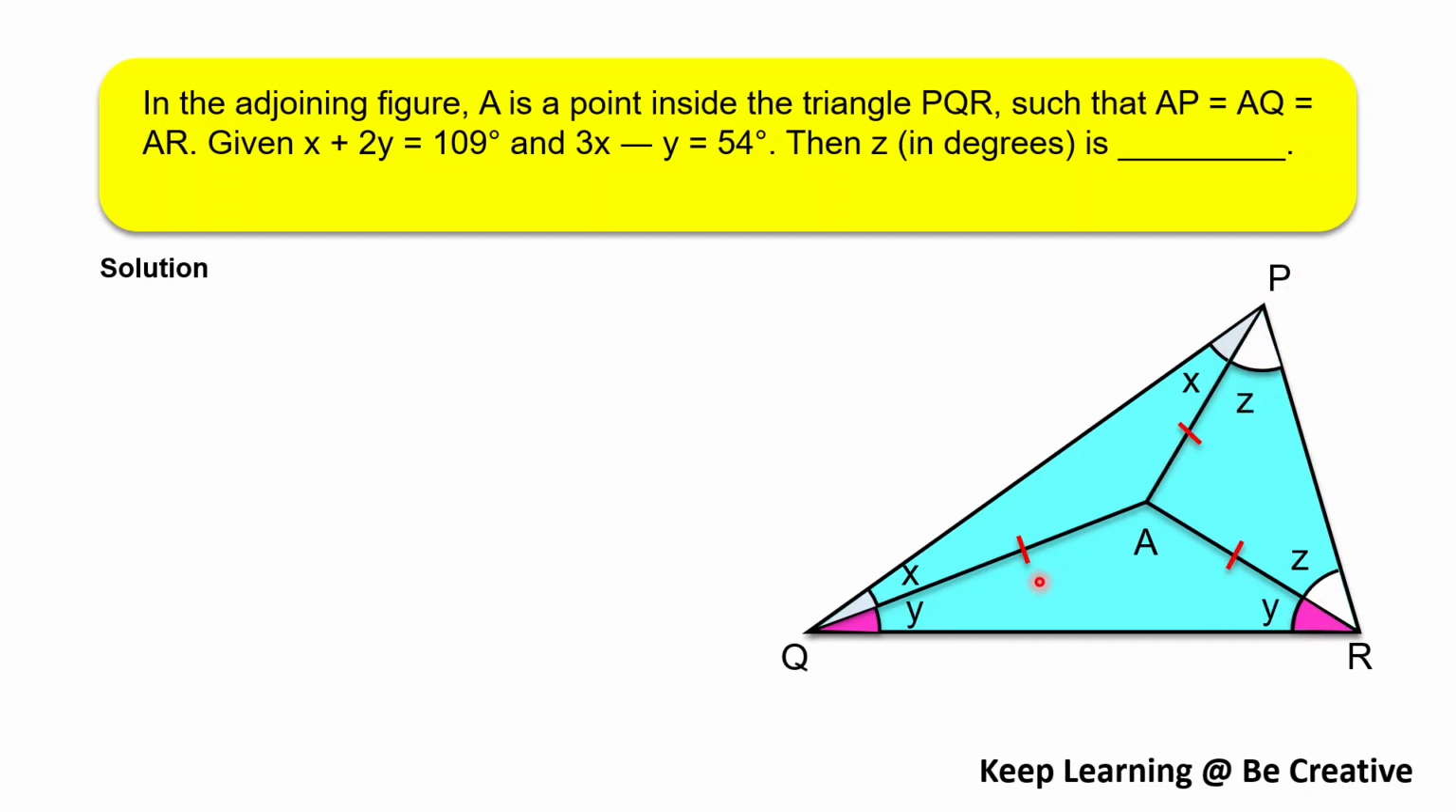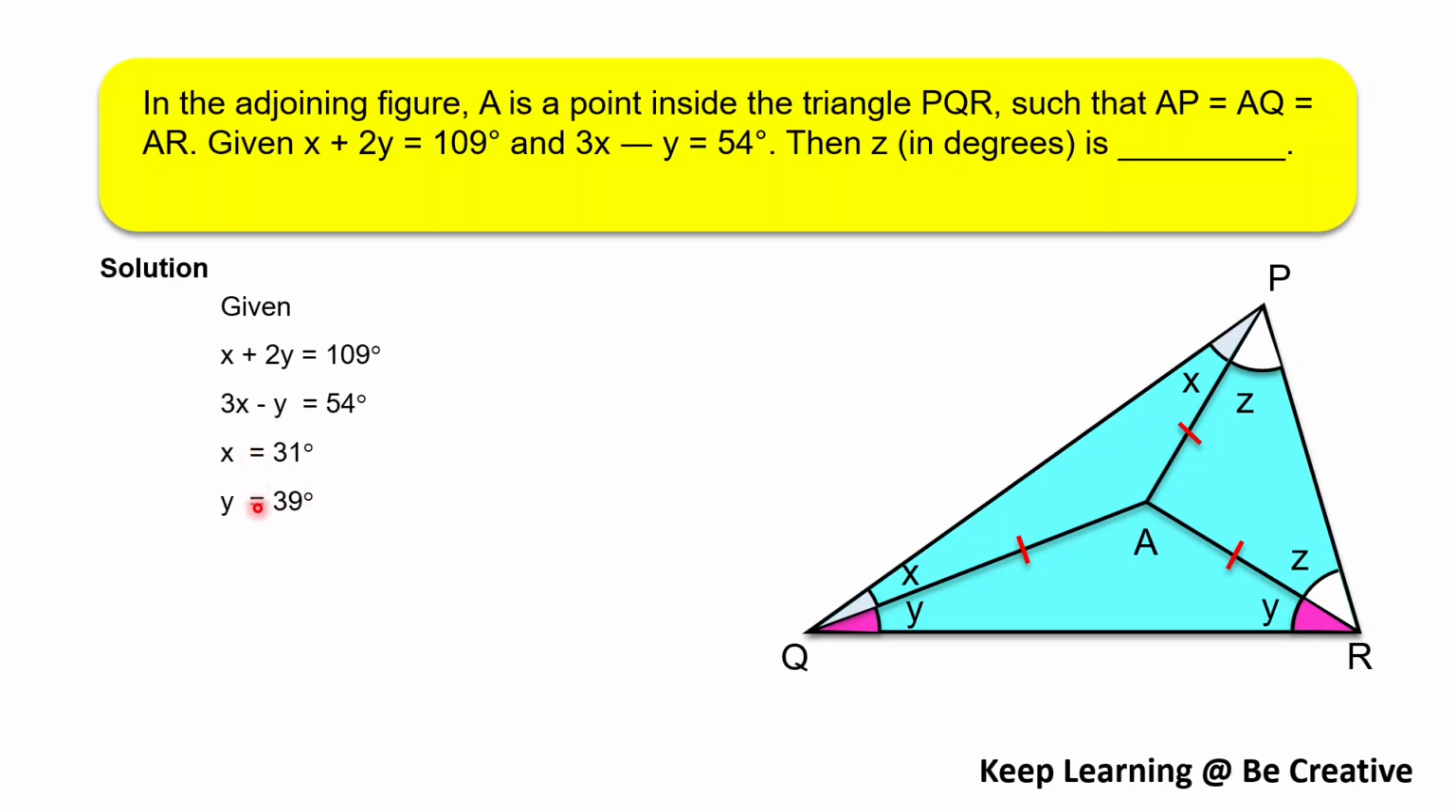Since these two sides are equal in this triangle and these two sides are equal in this triangle, the angles opposite to equal sides are equal in a triangle. That's why we have marked these angles. Now, we have been given two equations, that is x + 2y = 109 degrees and 3x − y = 54 degrees. With the help of these two equations, we can very easily calculate the value of angle x and angle y.